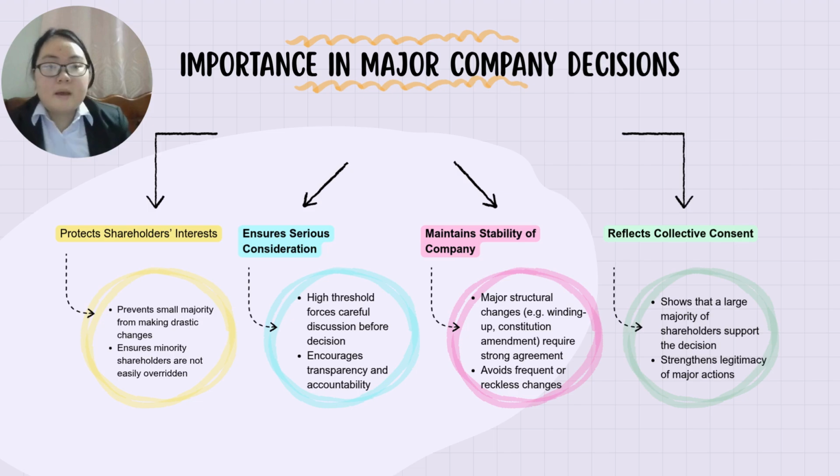The third point is maintaining stability for the company. Major events involving liquidation or a merger or takeover require a high level of consensus to avoid reckless change. If the company wants to change the rules by themselves, the effect on the customers' confidence will be seen.